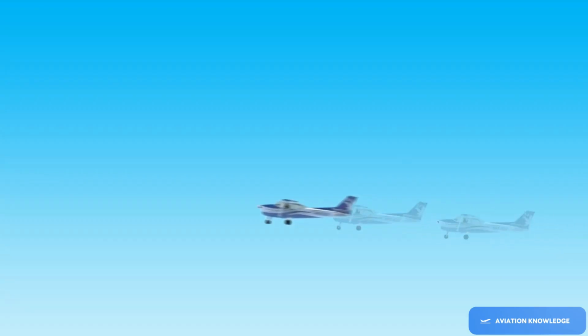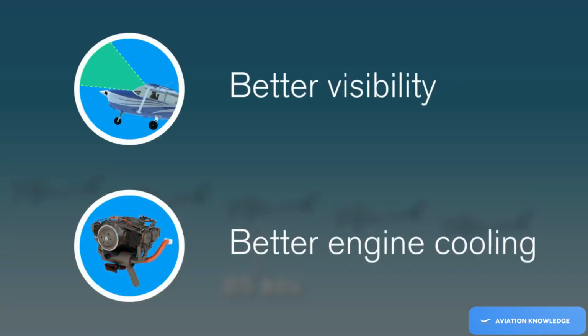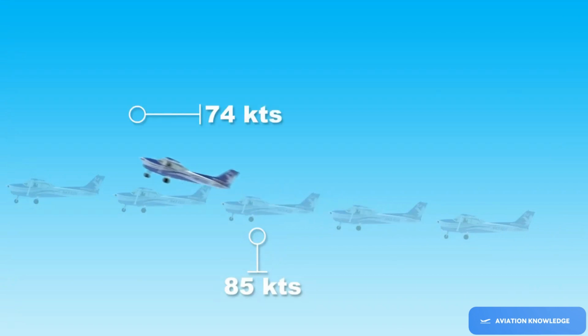At Embry-Riddle, we climb at 85 knots because it allows for better visibility in front of us and better cooling for the engine. If you ever need to climb at a higher vertical rate of climb, do not hesitate to increase the pitch and climb at 74 knots instead.